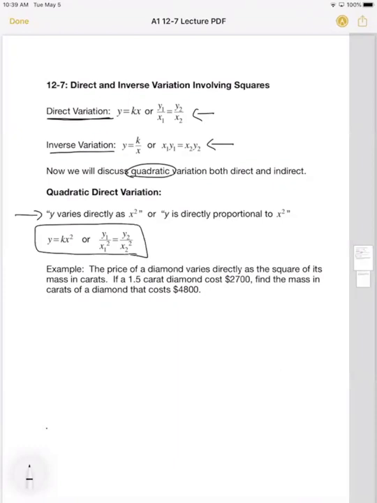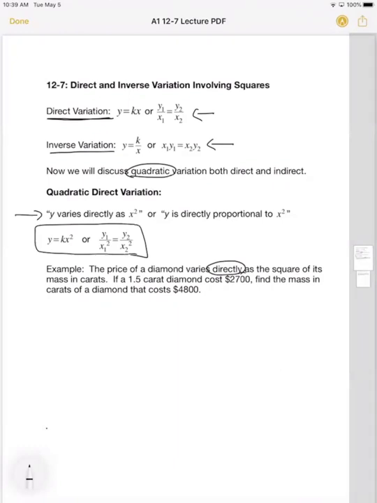So let's go ahead and look. I chose to look at two word problems, since your homework is going to be word problems today. So let's look at the first one, the example. The price of a diamond varies directly as the square of its mass in carats. If a 1.5 carat diamond costs $2,700, what is the mass in carats of a diamond that costs $4,800?